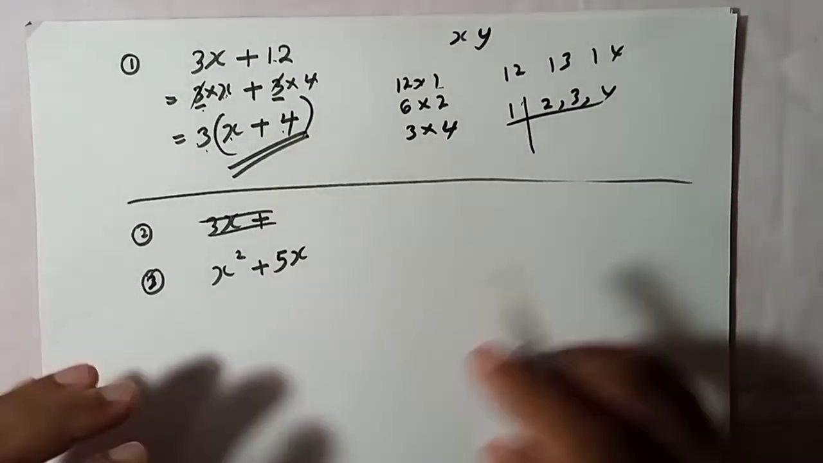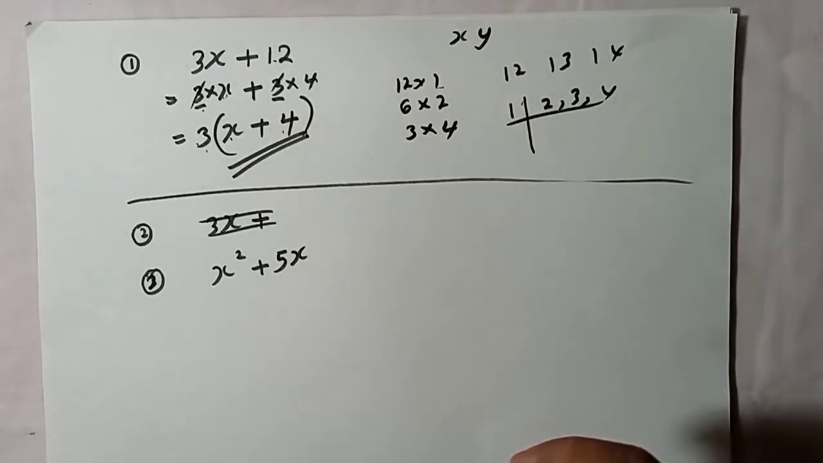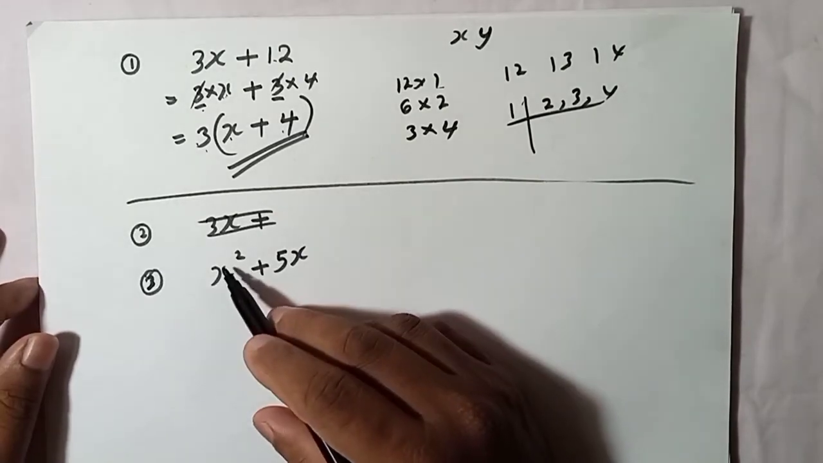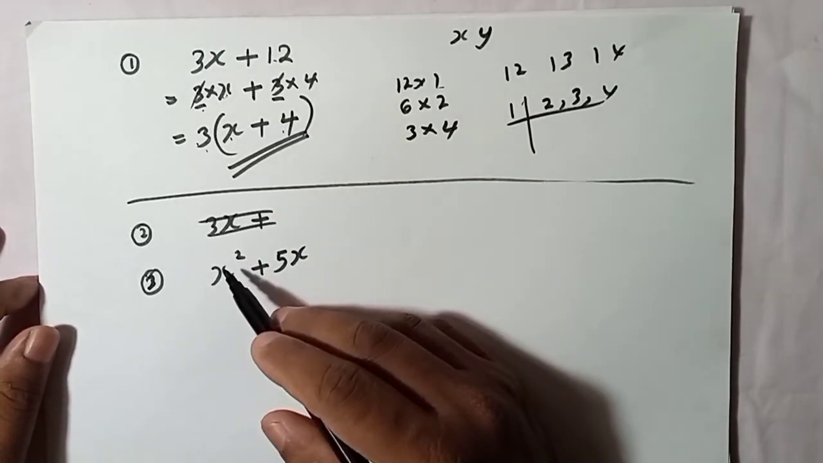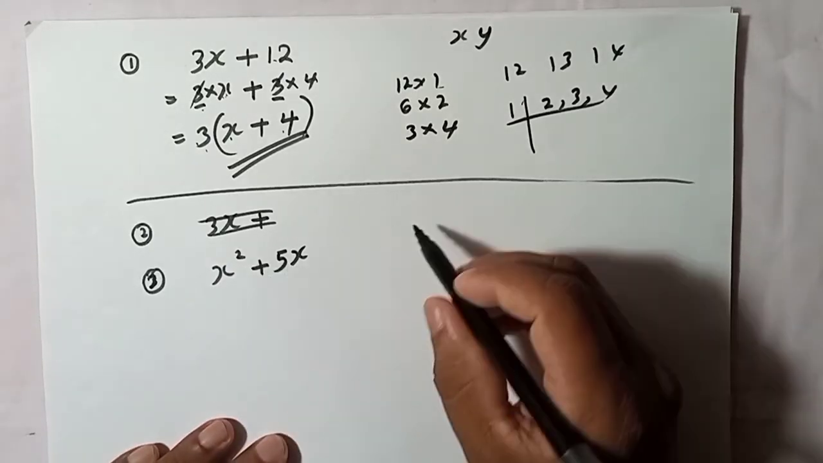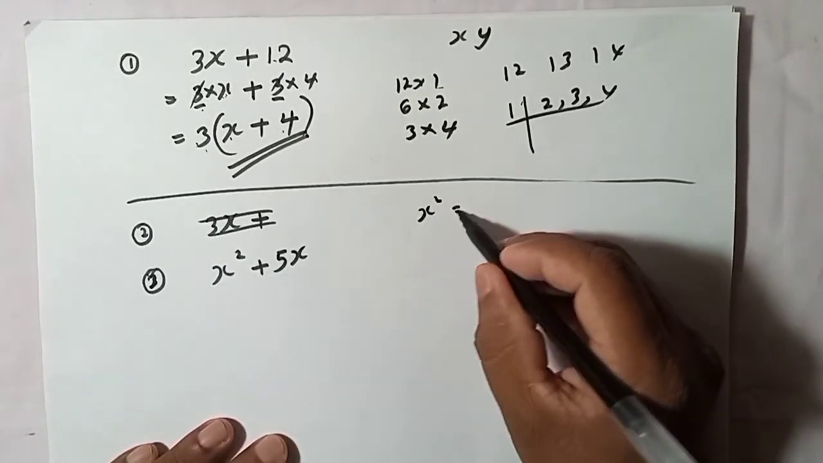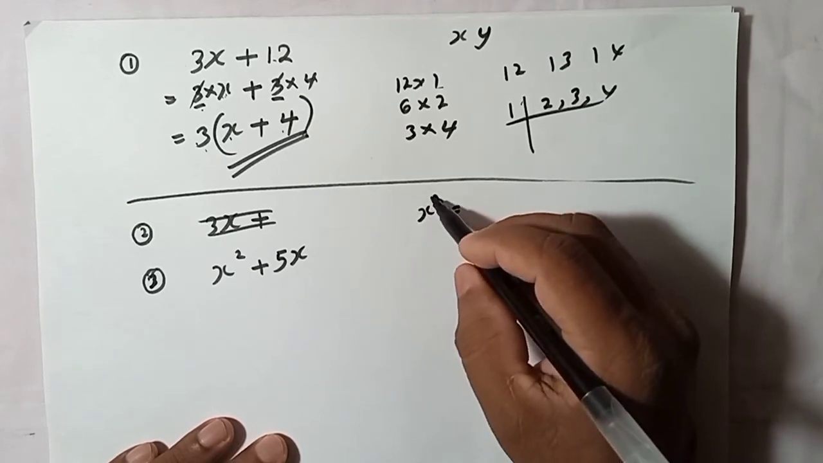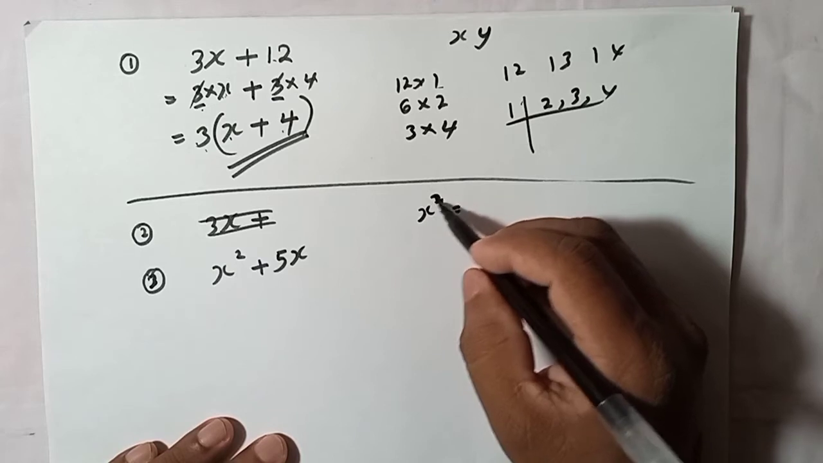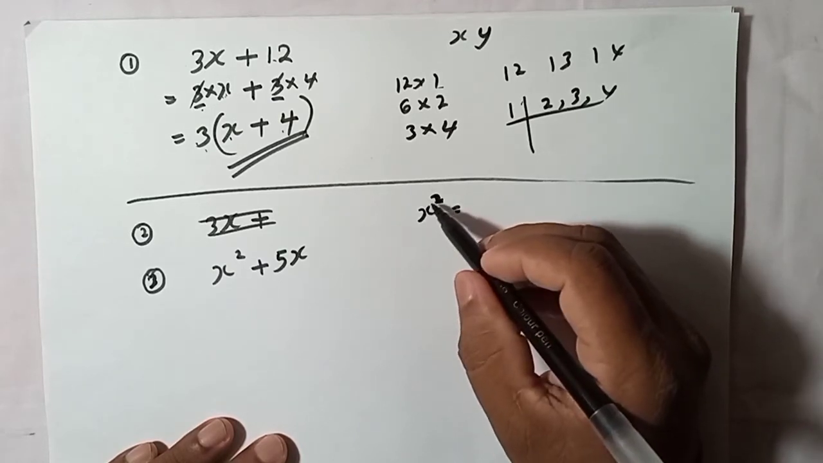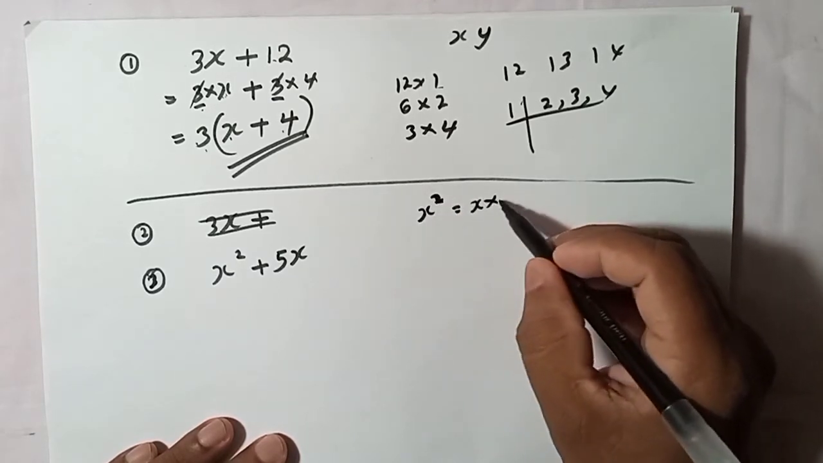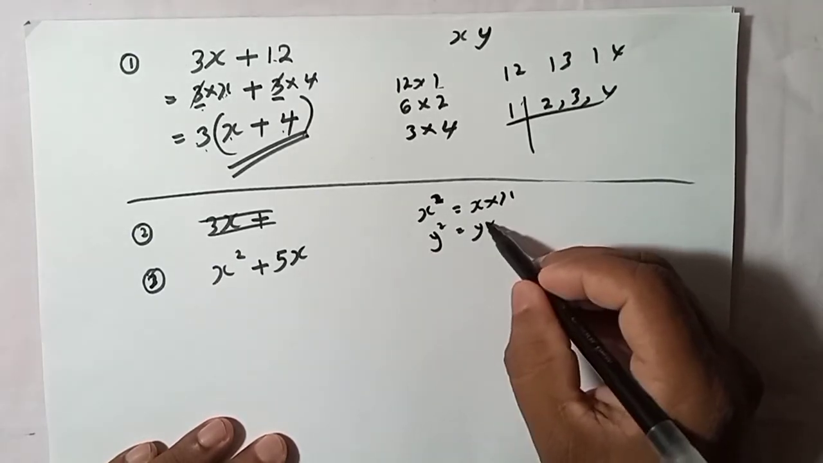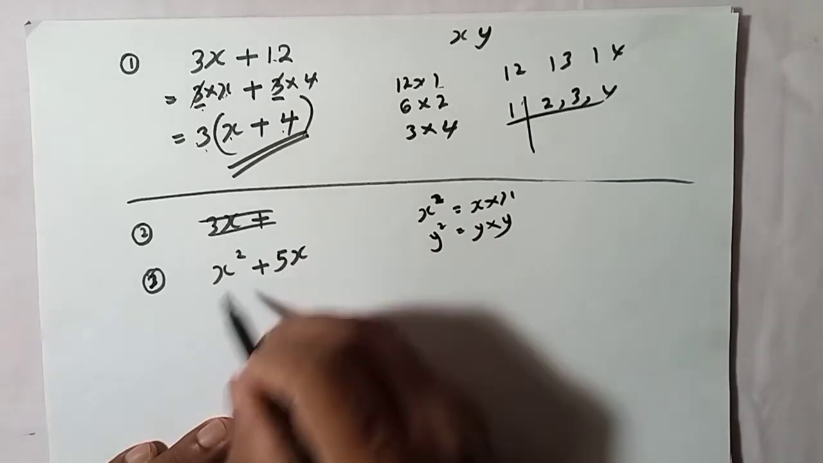Now I will show you another very simple question to factorize. Now here the only difference is that we have x square. Remember, x square means, when you have a power like this, an index of 2, x into x. This is very simple. So y square means y into y, like that.